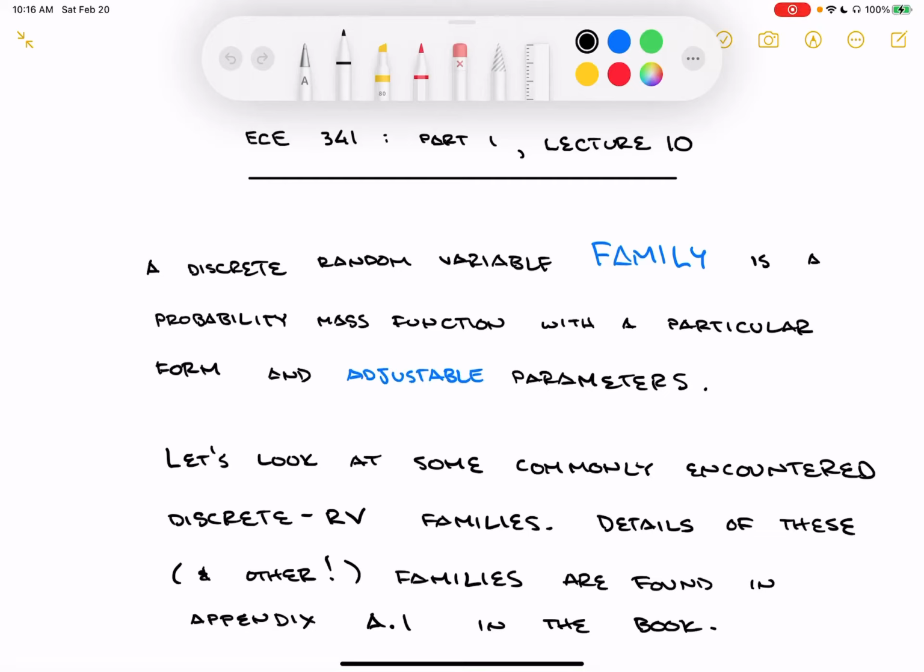This is ECE 341 Random Processes, Part 1, Lecture 10. Last time we began Chapter 3 and talked about discrete random variables. In this lecture, we're going to investigate what is called a family of random variables.